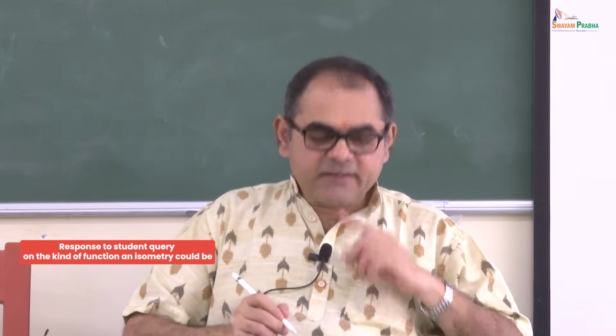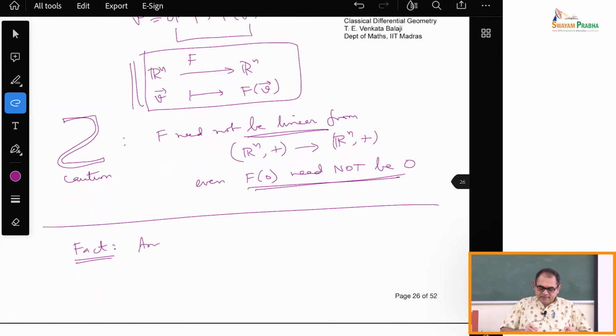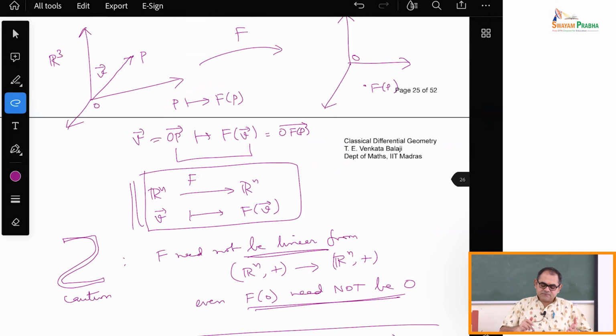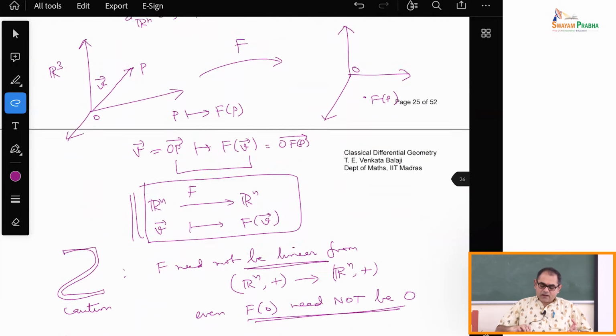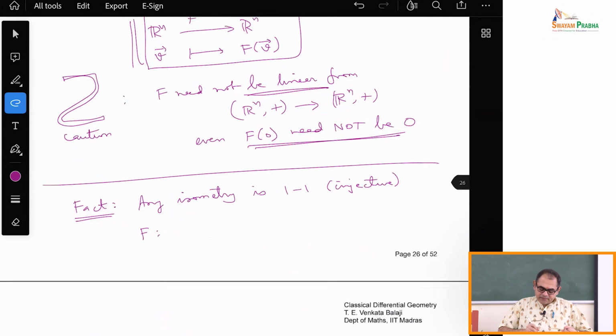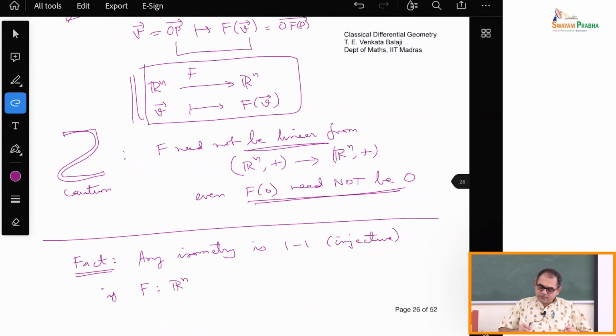So here is the fact. The first thing is, any isometry is 1-1, which means it is injective. What is the proof for that? Basically, if you take an isometry, suppose I write it in this notation, f is from R^n to R^n, it's an isometry. How do I show it's 1 to 1? Suppose f from R^n to R^n is an isometry.